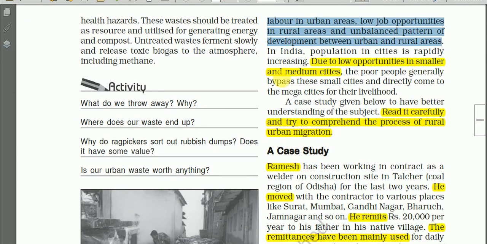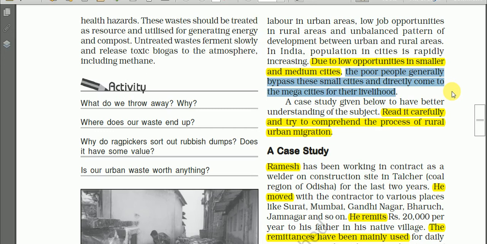And in India, the population in cities is rapidly increasing. Population mainly in the big cities is rapidly increasing, and due to low opportunities in the smaller and the medium cities, the poor people generally bypass these small cities and directly come to the mega cities for their livelihood. Smaller and medium cities have fewer facilities of job and employment and other facilities.